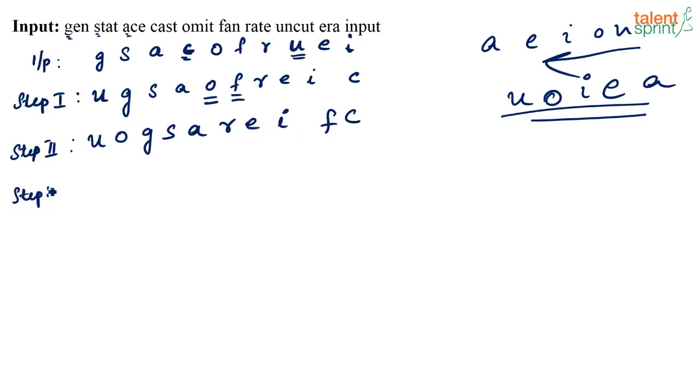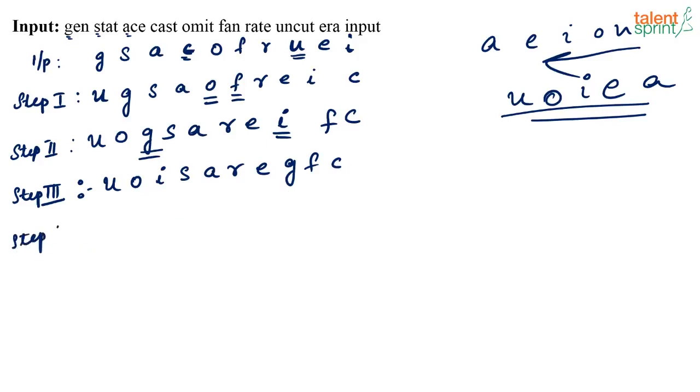Step 3. What will be step 3? Step 3 will be, again I have U, O. Sorry, U, O, that is already arranged. Now which is the vowel that I consider here? I have to take I. And which is the consonant that I will be taking? I will have to take G. So I will have U, O, I. Vowel that I have taken is I. I have U, O, I, S, A, R, E, G, F and C.